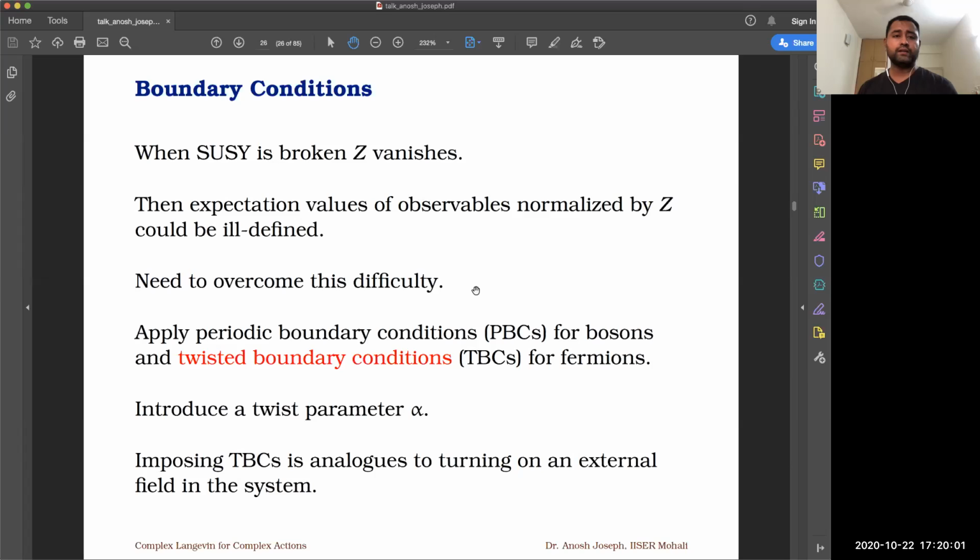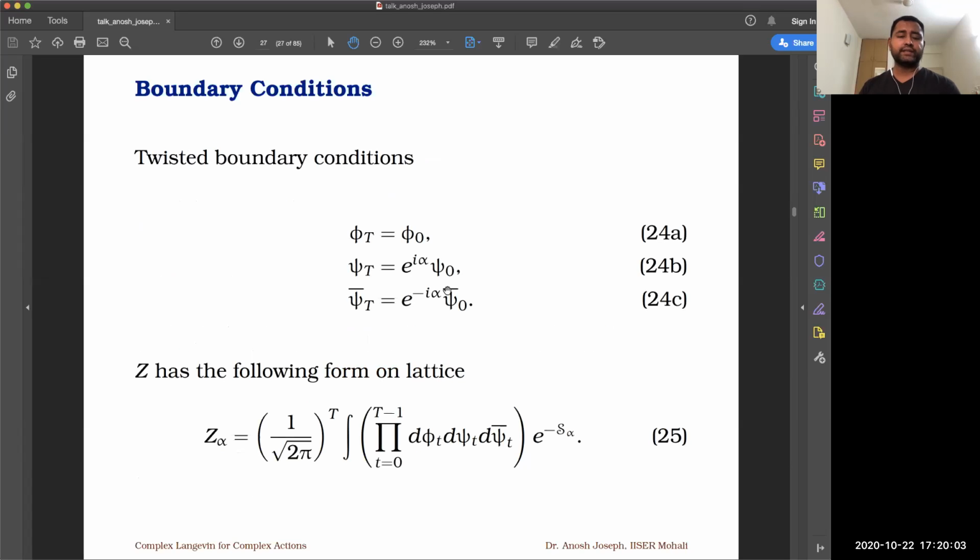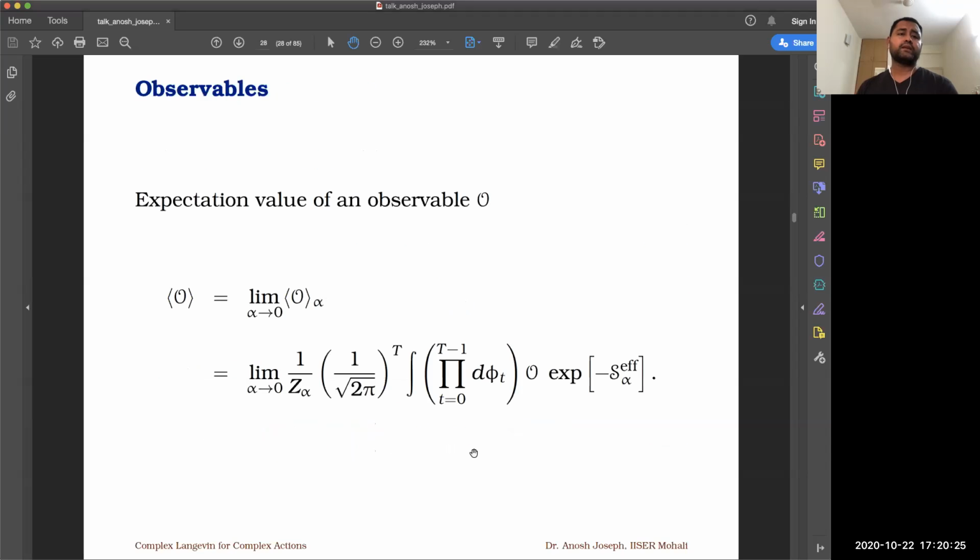Okay. So we introduce twisted boundary conditions for fermions. Then the partition function takes this form. Here alpha is the twist parameter, and eventually we take the limit alpha goes to 0. We introduce this twist parameter just to make the partition function well behaved. That is the only usefulness of this. So it's like a regulator.